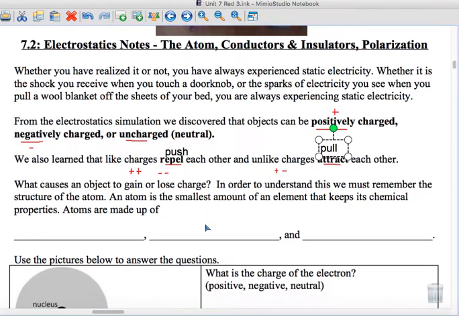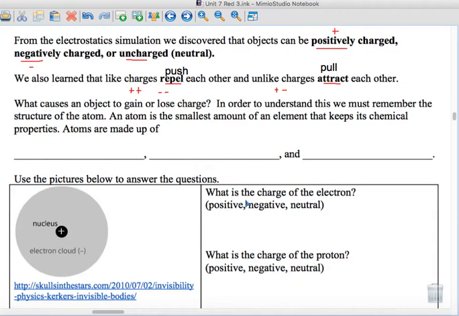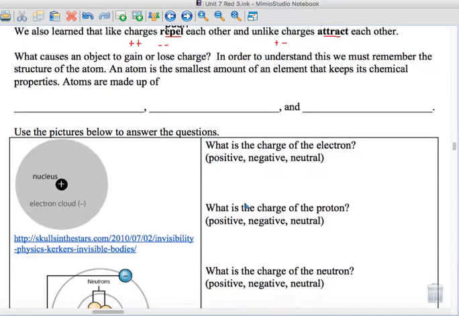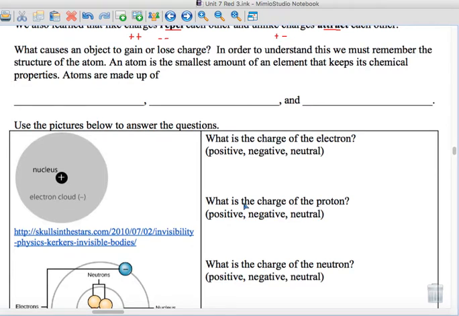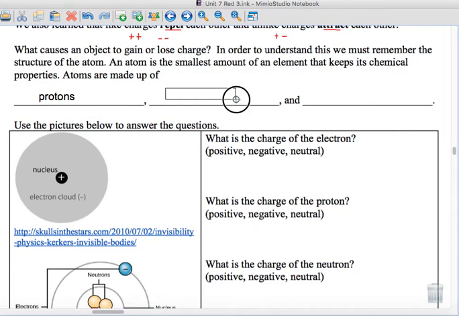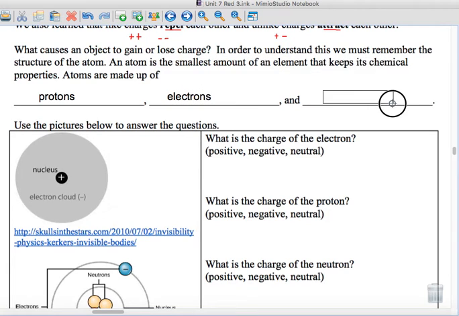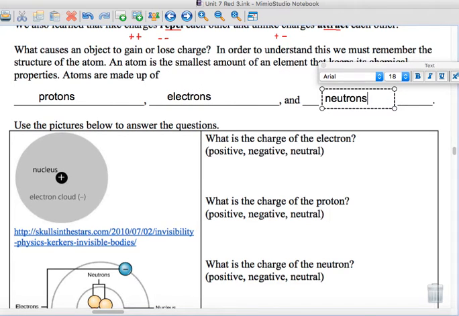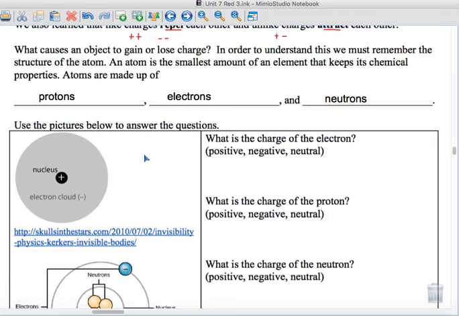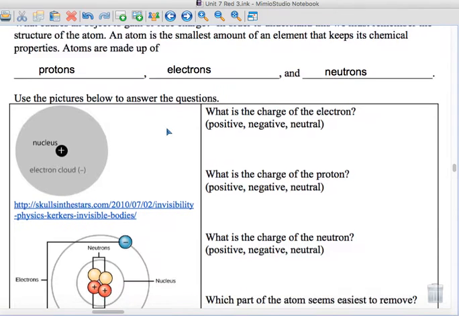What causes an object to gain or lose charge? In order to understand this, we must remember the structure of the atom. An atom is the smallest amount of an element that keeps its chemical properties. Atoms are made up of protons, electrons, and neutrons. Protons, electrons, and neutrons. Those are the three building blocks of atoms.